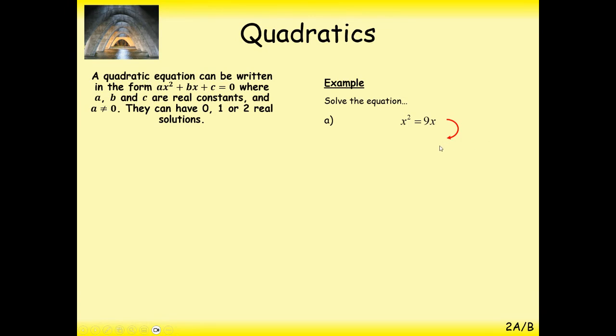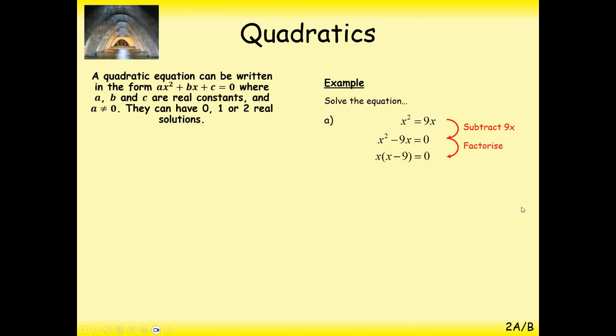I would collect 9x on one side of the equation with x squared. So I would subtract 9x from x squared and write it like so. Then solving actually involves factorizing this equation. You can factorize it into x multiplied by x minus 9.